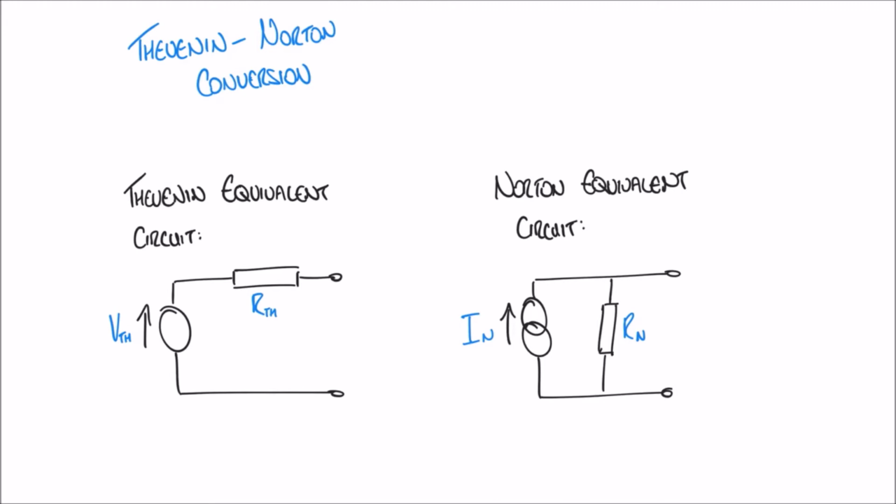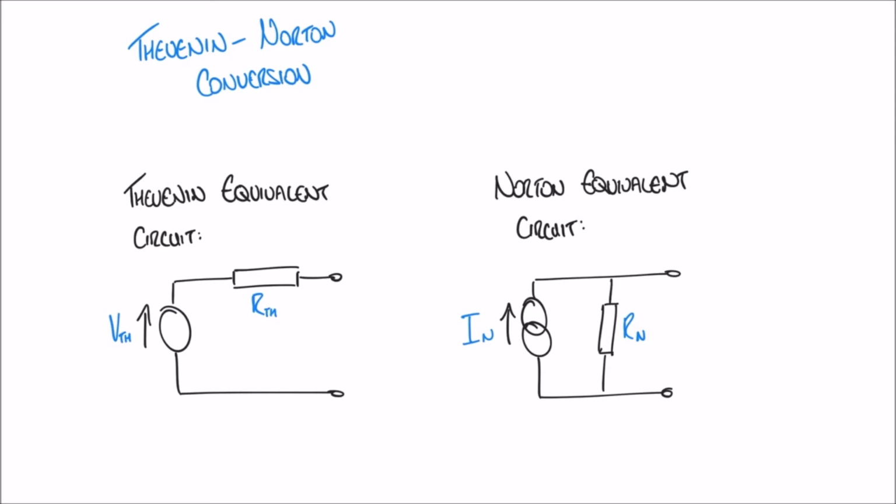In this video, we're going to talk about how we can convert from a Thevenin equivalent circuit to a Norton equivalent circuit, or vice versa. And doing this is very, very simple, and it means that if we have a Thevenin equivalent circuit, we can very easily just convert it to a Norton equivalent circuit, or vice versa, if we have a Norton equivalent circuit, we can easily convert it to a Thevenin equivalent circuit.